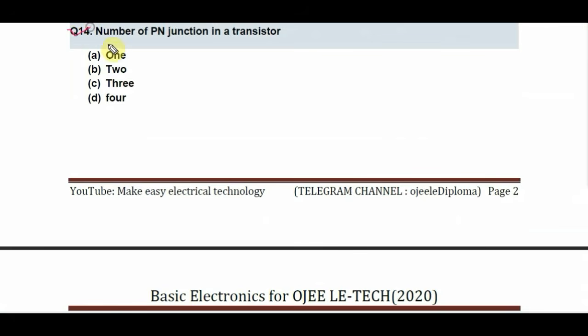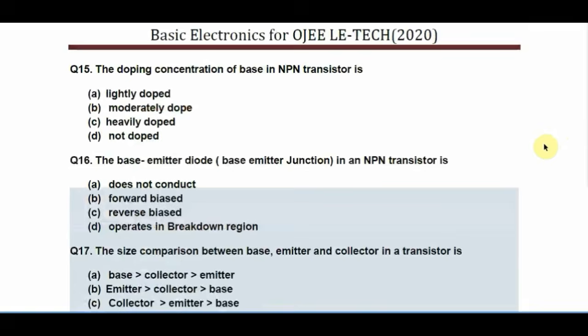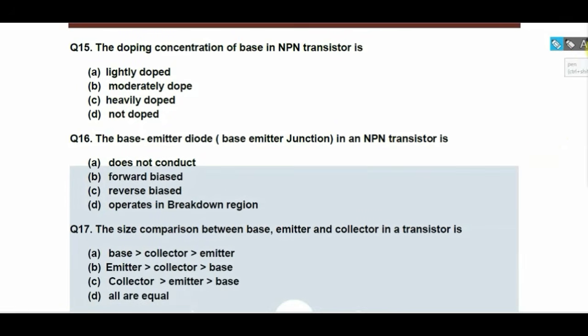Next question, number of p-n junctions in a transistor. In a transistor, there are 2 p-n junctions. Next question, the doping concentration of the base in an NPN transistor is, the base is lightly doped. Option A is the correct answer.